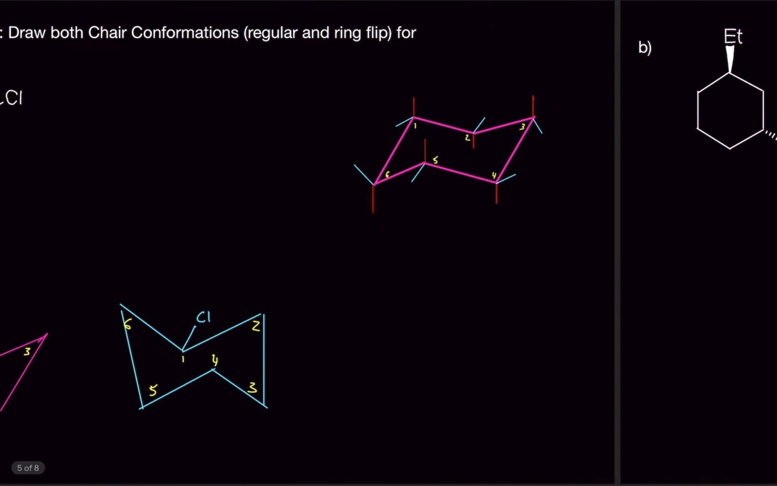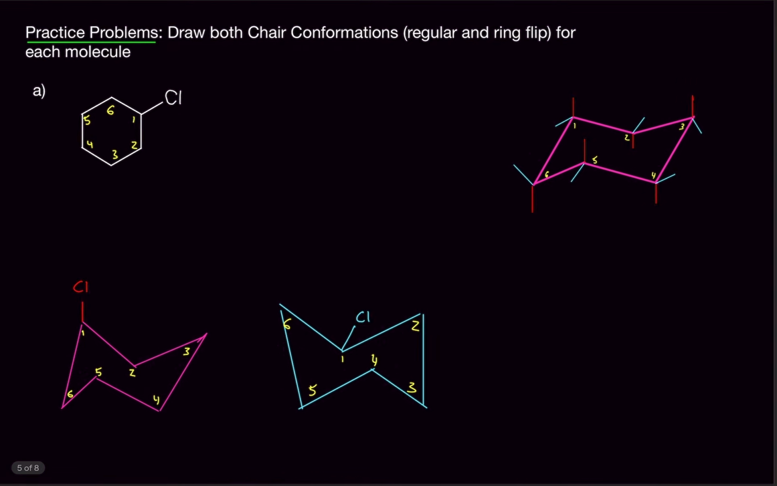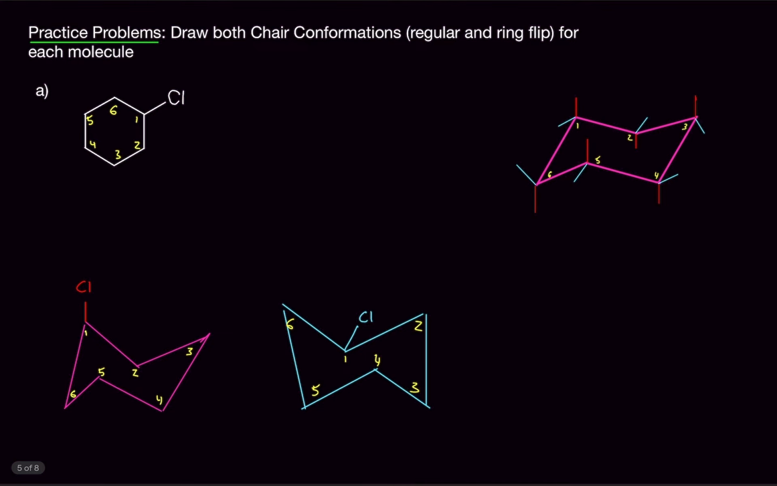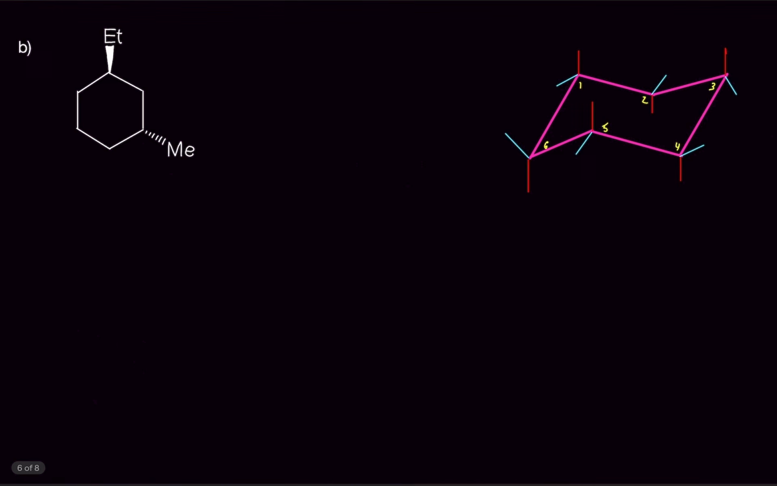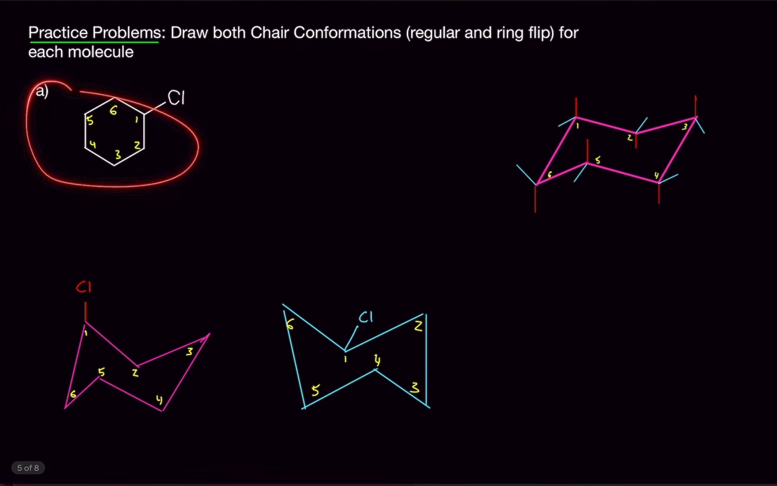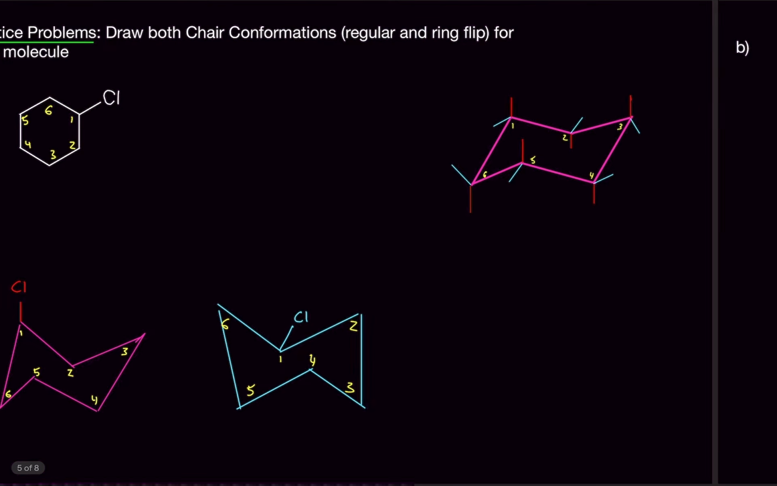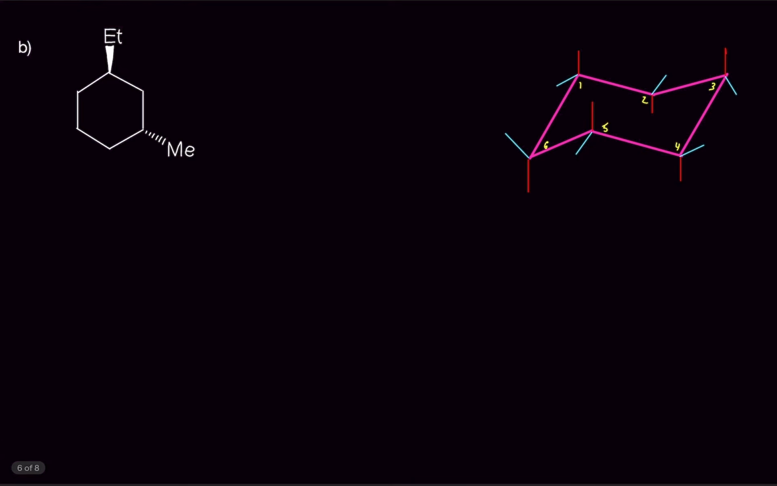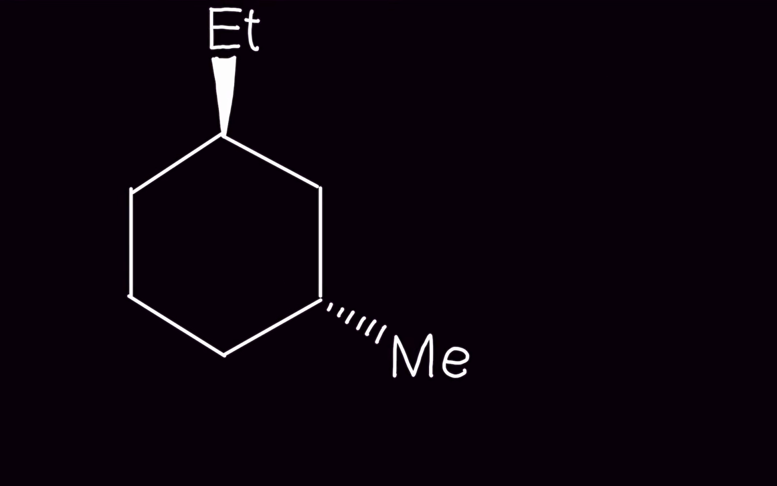Now, I know that was very basic, and basic does not necessarily mean easy. Honestly, these are easier. And this is usually what you'll find on an exam. This is a stupid problem, honestly. You're never really going to get this problem on a test. But this one you probably will. So let's draw this one. We have an ethyl group here and a methyl group here. So let's start numbering. 1, 2, 3, 4, 5, 6.